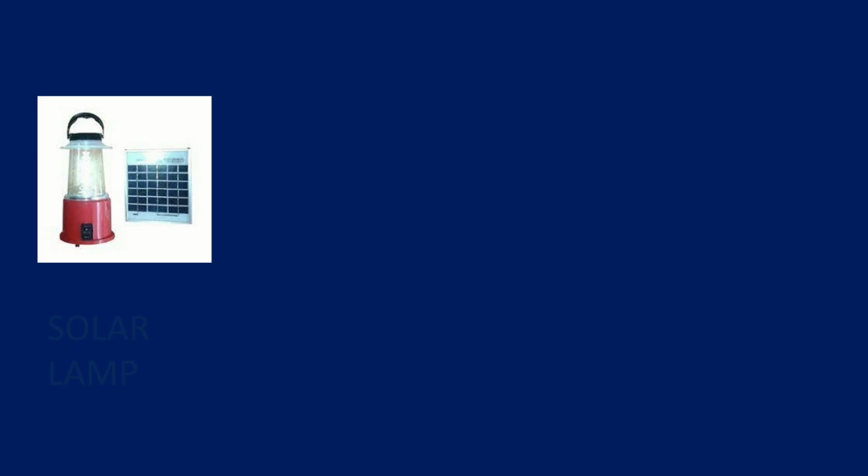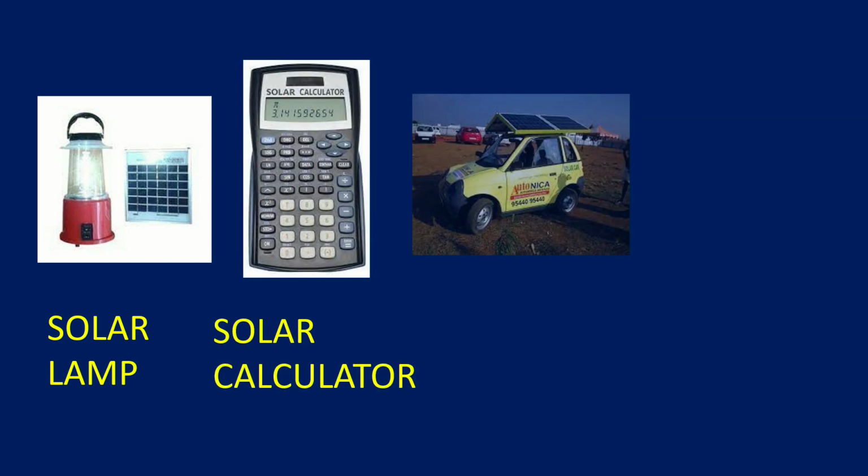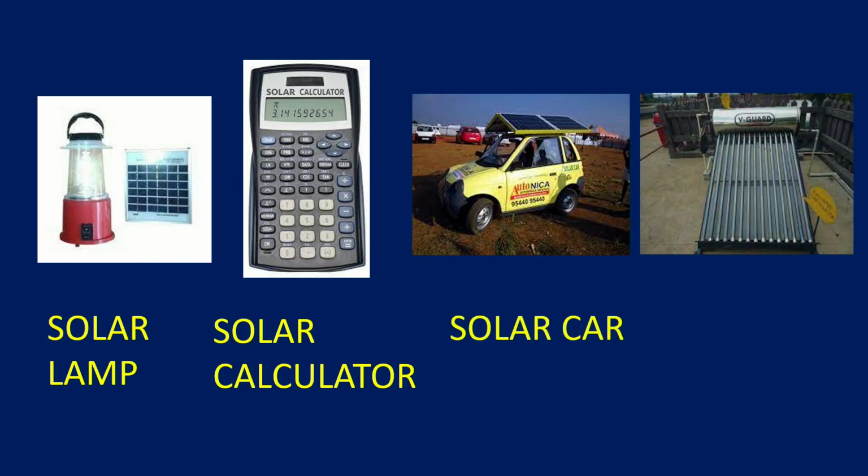Now what are these devices? It is a solar lamp. It runs with the help of a solar panel. It is a solar calculator. It is a solar car. Panels are mounted on it. It is a solar water heater. Nowadays in all hostels we have solar water heaters.